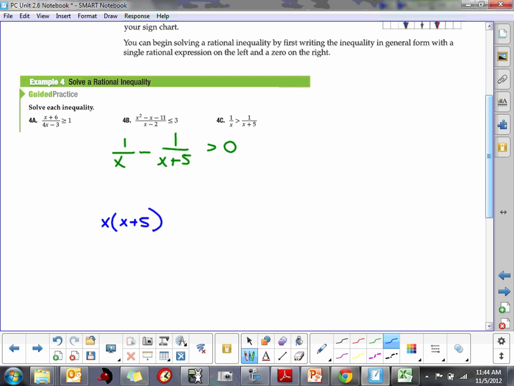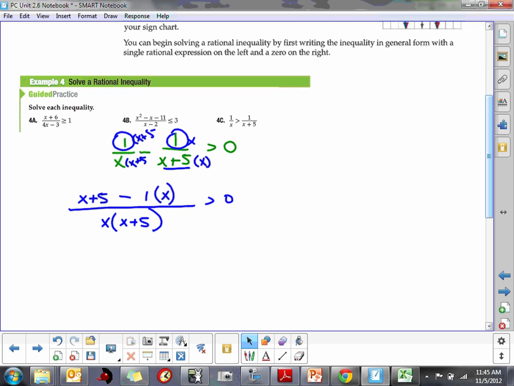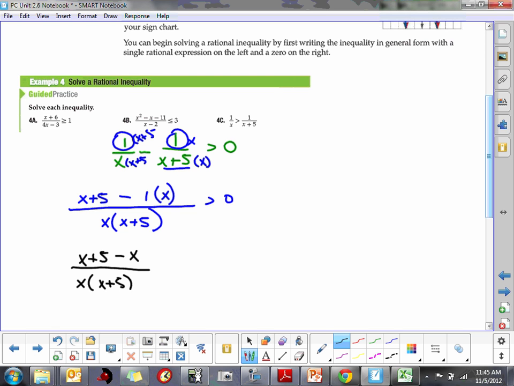That's your LCD. So I got to take this 1, I got to multiply it times, what I need to do is get an x plus 5 under here, so x plus 5. So it's 1 times x plus 5, or simply x plus 5. Then minus, then I got to take this 1, and I got to get another x on the bottom here to get a least common denominator, so I got to multiply it times x, both top and bottom by x. Greater than 0. So from here, what we'll have is an x plus 5 minus an x all over an x times x plus 5. And that has to be greater than 0.